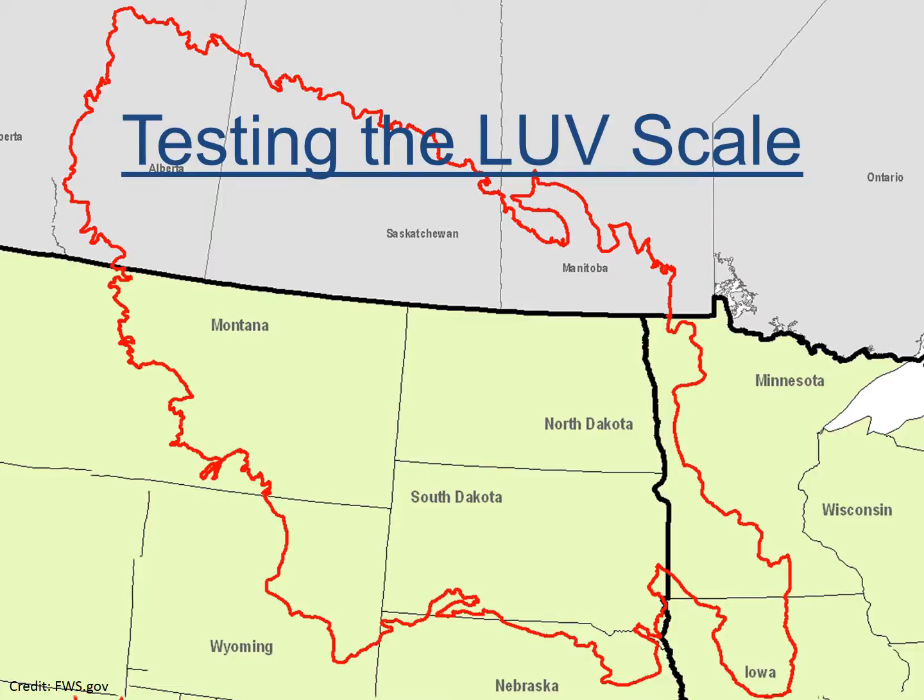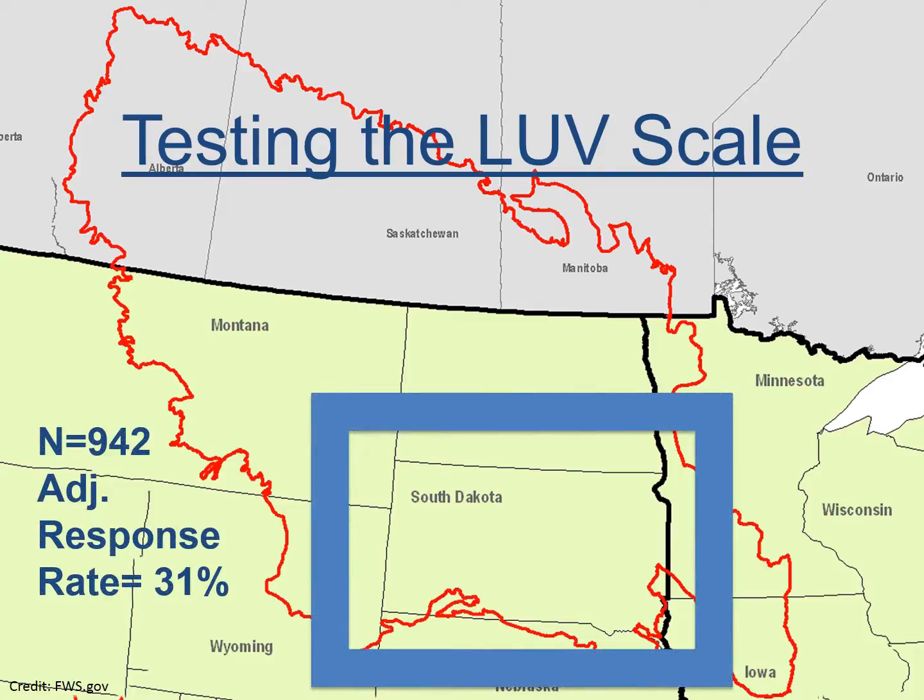This exact scale went out to the landowners in North Dakota, South Dakota, and Minnesota. The states of Montana and Iowa made some changes to it. We're still in the process of collecting data. The only full data set we had at the time of this presentation was South Dakota's. So, for the purposes of this presentation, I'm only going to focus on South Dakota. We had a sample size of 942 and an adjusted response rate of 31%.